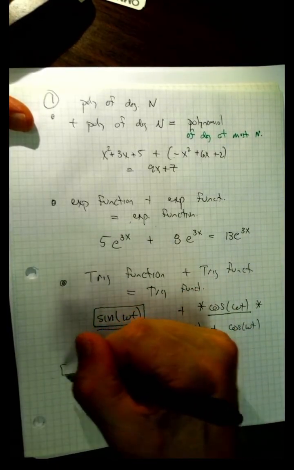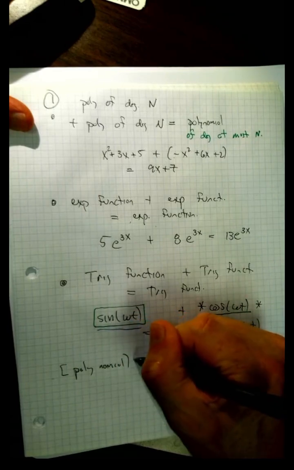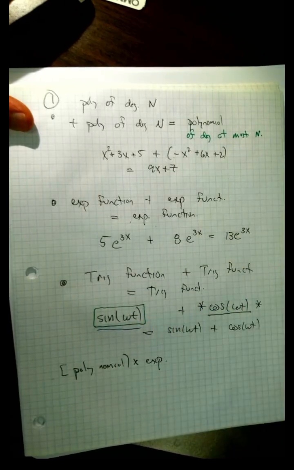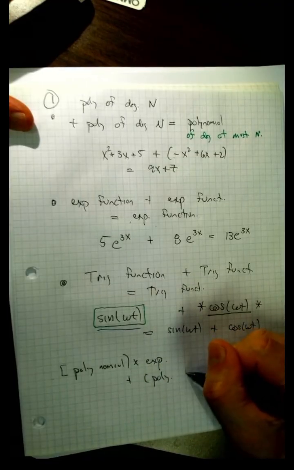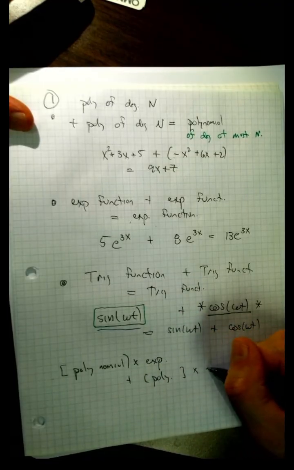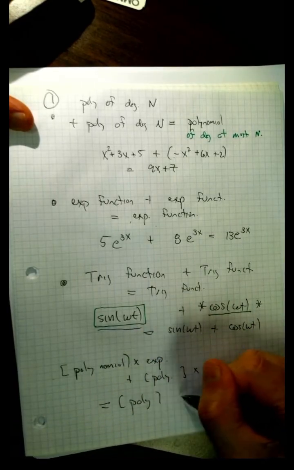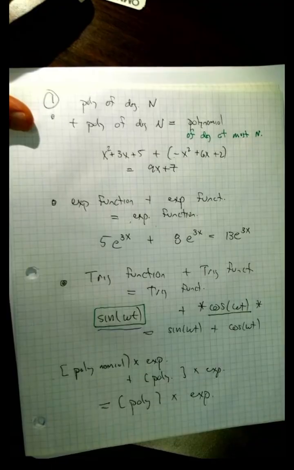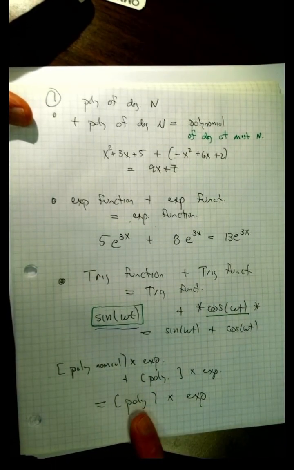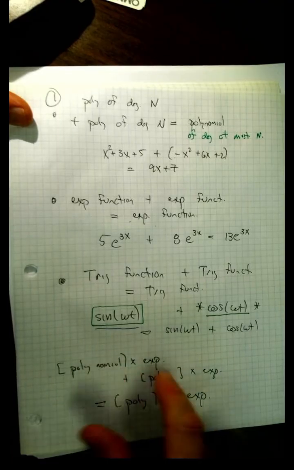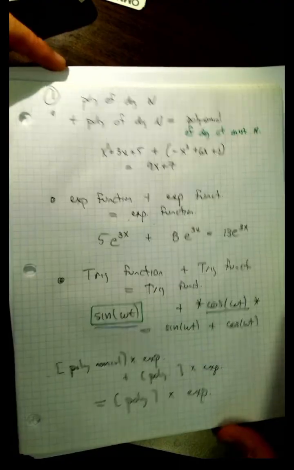And then, suppose you have a polynomial times an exponential, and you add another polynomial times an exponential. The result is going to be another polynomial times an exponential. And the degree of this cannot be higher than the highest degree of these other polynomials. Okay.